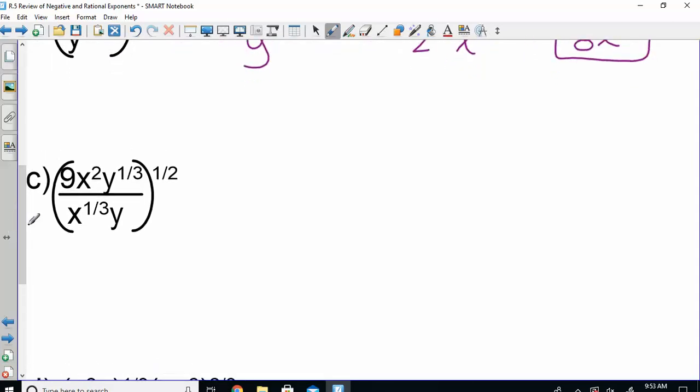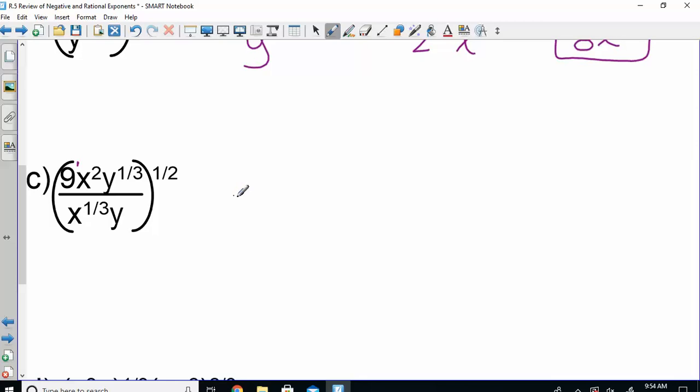Let's look at C. So with this one, we have options. You can start by distributing everything, or we can start inside the parentheses trying to reduce a little bit. It doesn't matter. Which route do you guys want to take? Distribute. Okay.